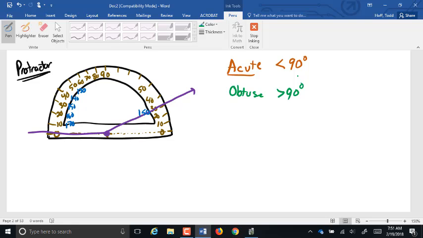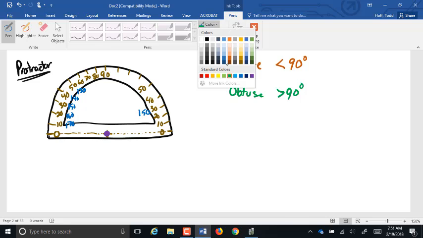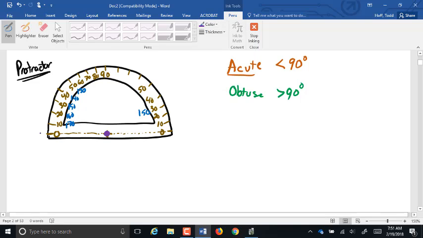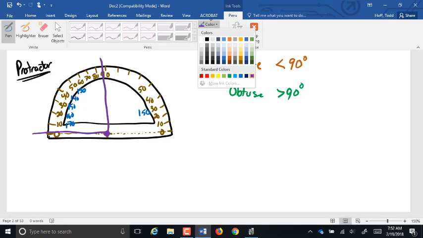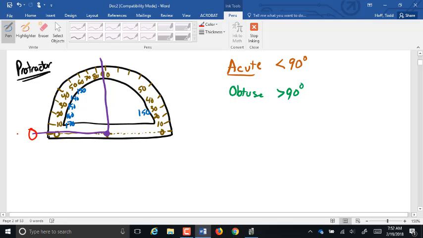Where it would be difficult would be, let's say it were like this, really close to 90. How would I know whether that's 93 or 87? Well, I look at the side that the initial side of that angle's at. If I'm at the 0 on this side of the protractor, that means I'm using the small numbers on this side and the large numbers on this side.